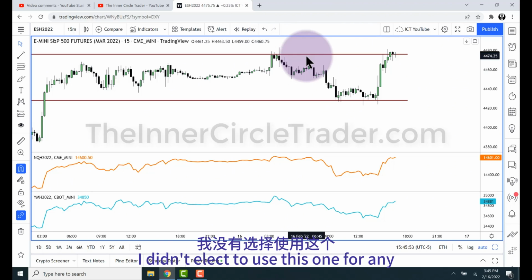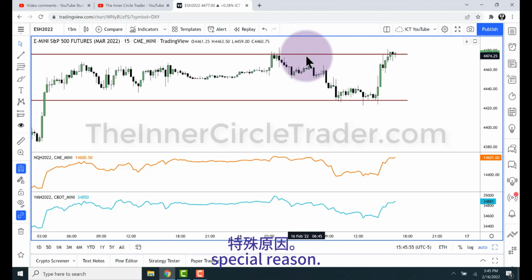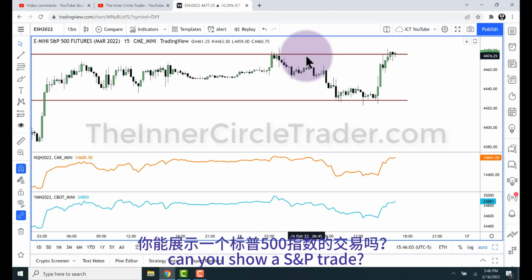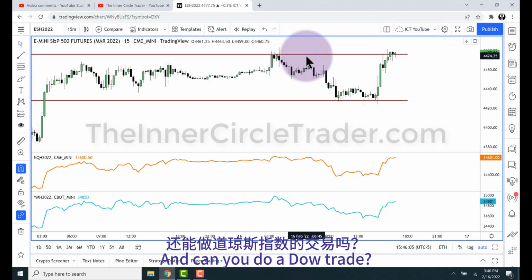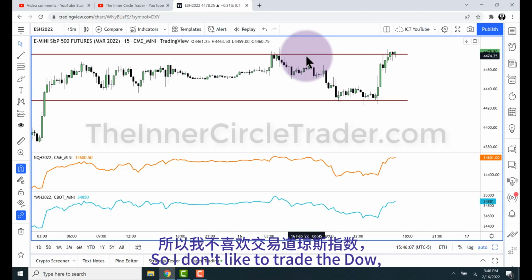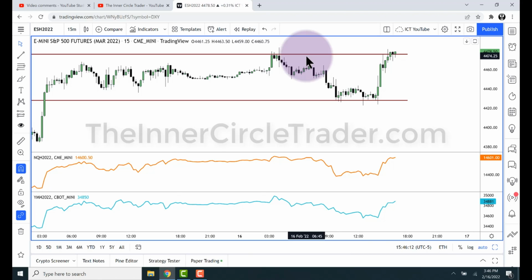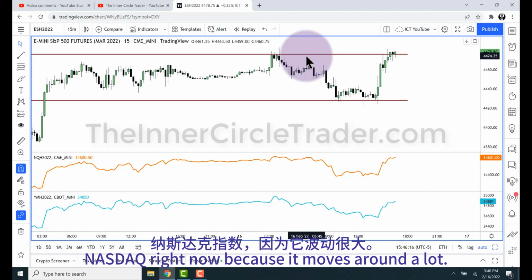I didn't elect to use this one for any special reason. I just wanted to do E-mini S&P because I've been doing NAS a lot. And folks were like, can you show a S&P trade? And can you do a Dow trade? So I don't like to trade the Dow, but if I see something I really like, I'll try to do something. But again, I prefer the NASDAQ right now because it moves around a lot.